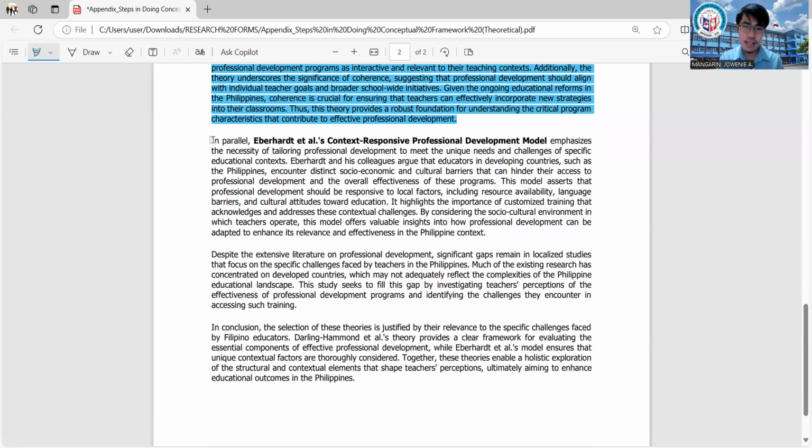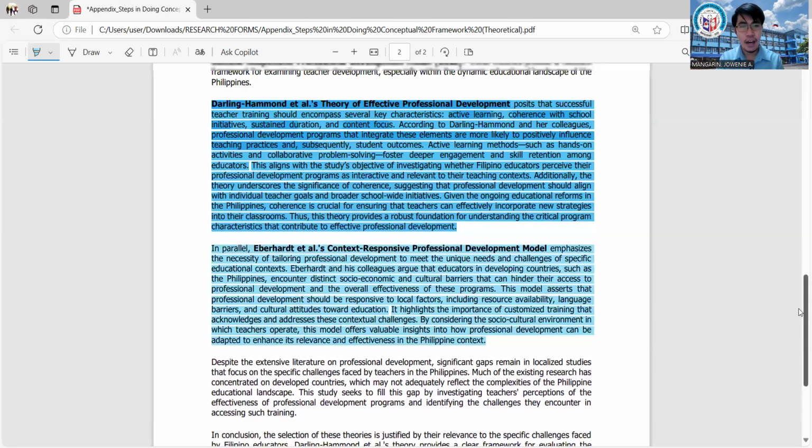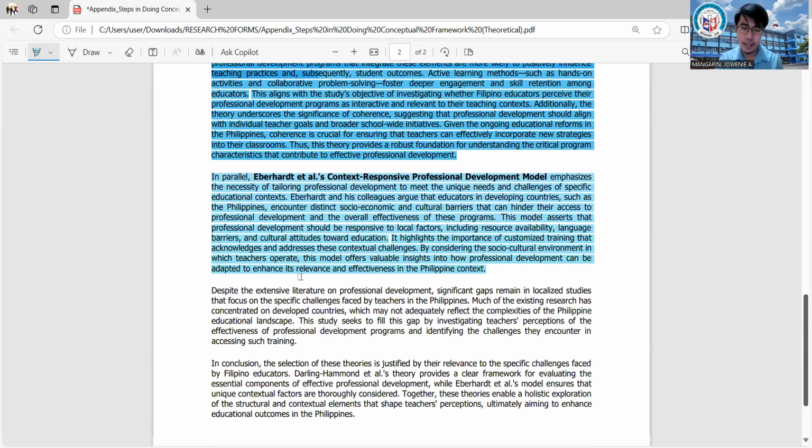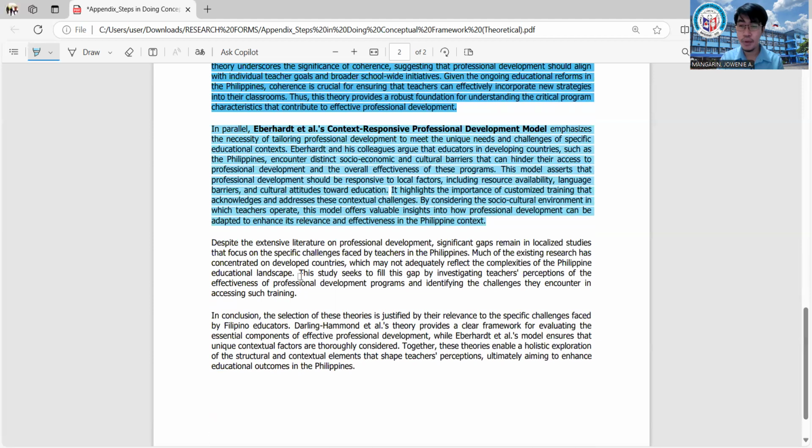So hanggang dito, diniscuss yung contents ng theory, okay, ni Eberhard et al. 2020. Then mula naman dito hanggang sa pinakaibaba is they discussed here how connected this theory is on their present study. Okay po. And then the third paragraph naman, this one, is the presentation of the gap or the limitation.